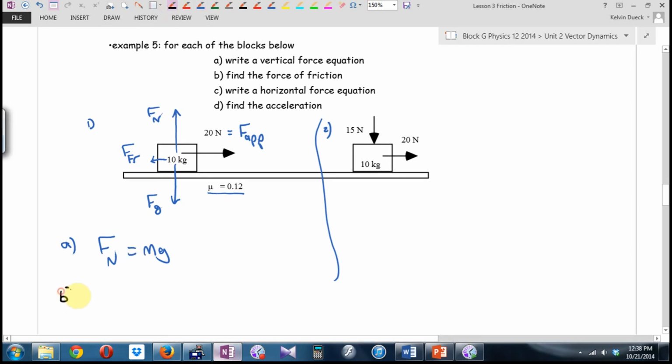B. Nate, what does B want me to find? Well, friction equals what times what? What's our equation of the day? Mu times the normal force. I don't know the normal force. Oh, but look. I know another force the same size as the normal force.